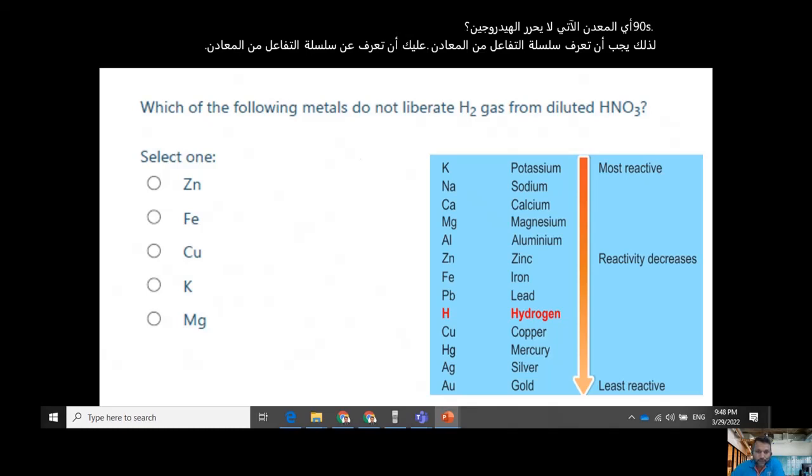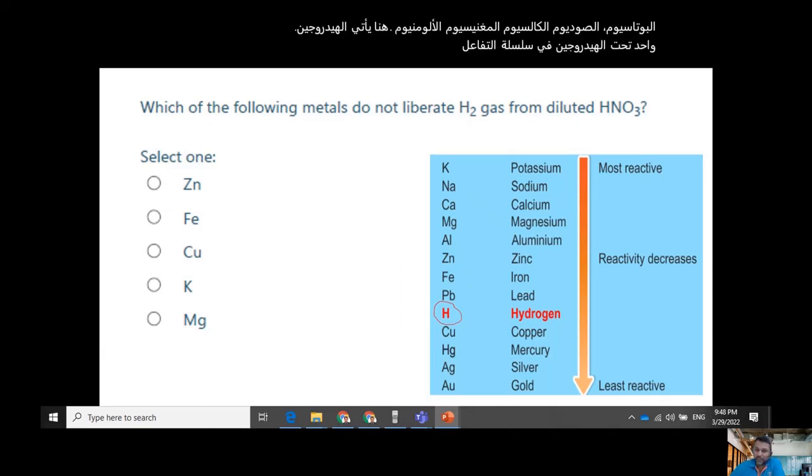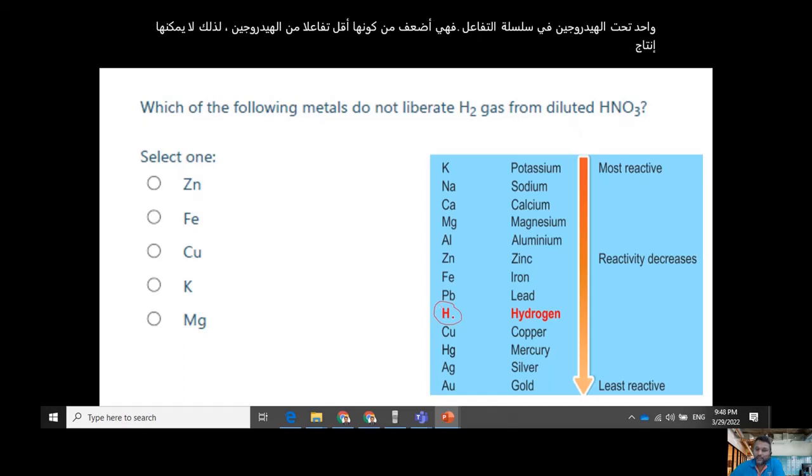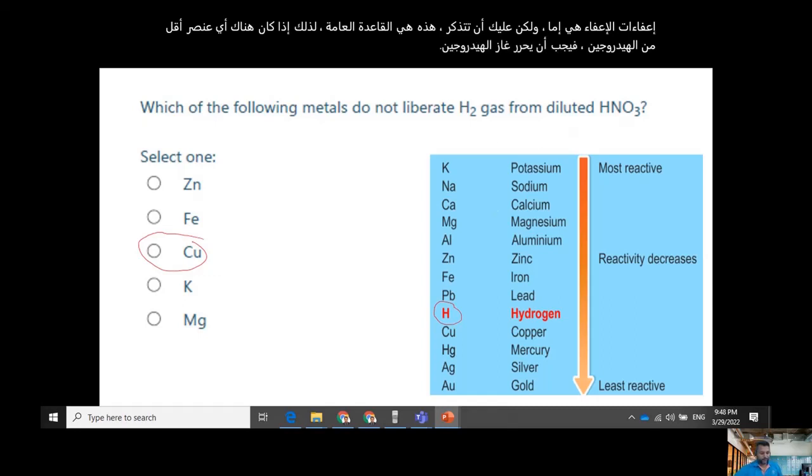Here you see potassium, sodium, calcium, magnesium, aluminum. Here hydrogen comes. The ones below hydrogen in the reactivity series are less reactive than hydrogen, so they cannot produce hydrogen gas from any acid. There are exceptions, but you have to remember this is the general rule. If any element is below hydrogen, it is unable to liberate hydrogen gas when it reacts with an acid.